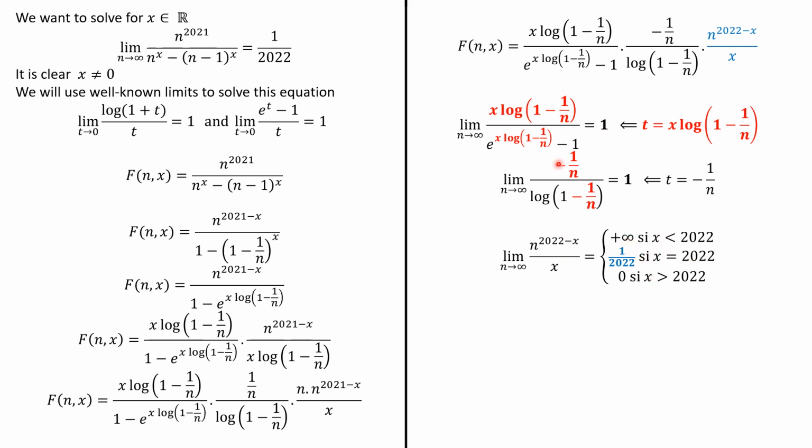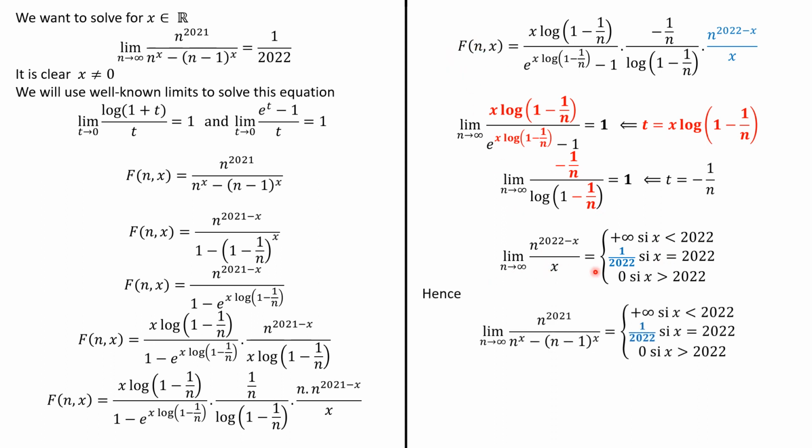So at the end of the day, the limit of f_n(x) is this limit, and it is the same outcome as here. Since we want this limit to be 1 over 2022, we see that the only solution is x equals 2022, and we are done.